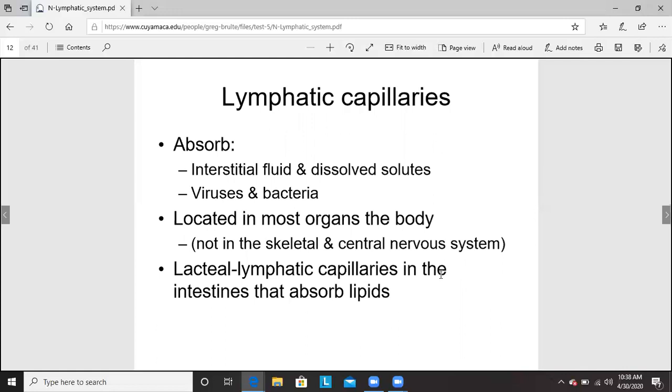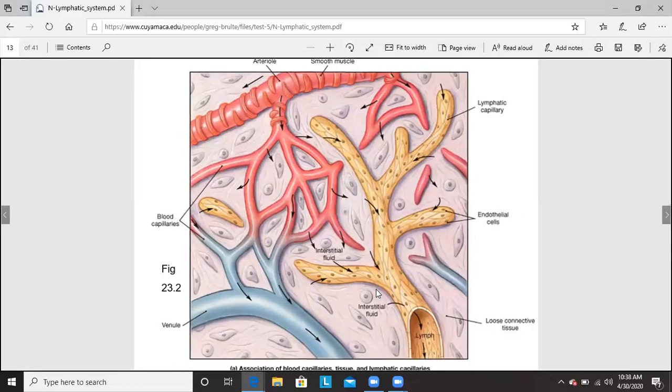So the lacteal, sorry about that. So the lacteal, we talked about that briefly a little bit ago, and it helps absorb lipids and lipid-soluble vitamins. So they're in the intestines, and I'll show you a picture of that in a little bit.